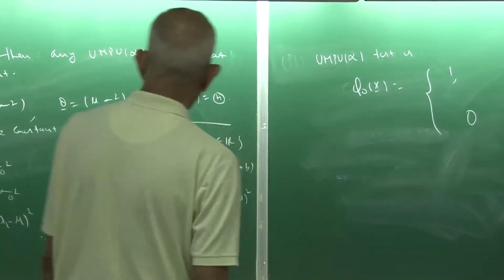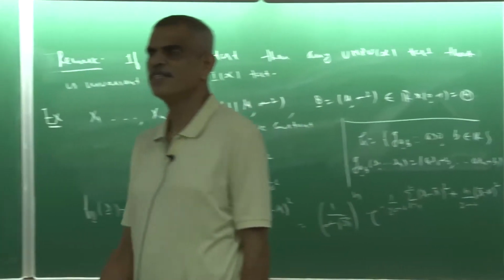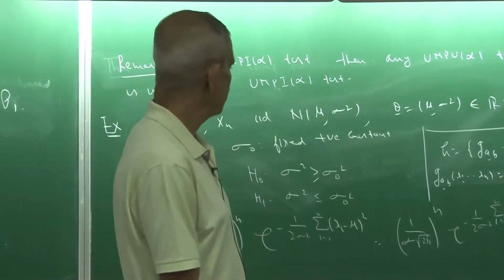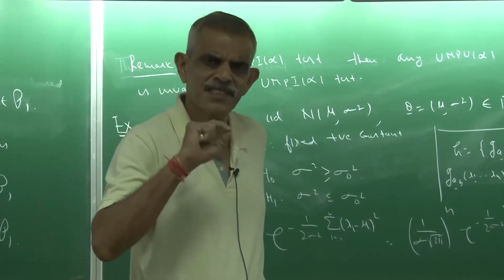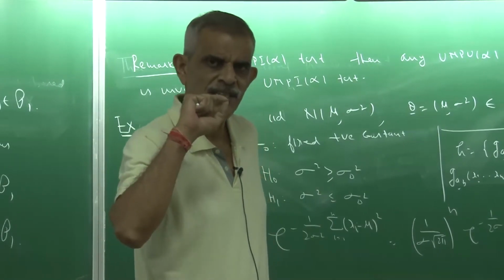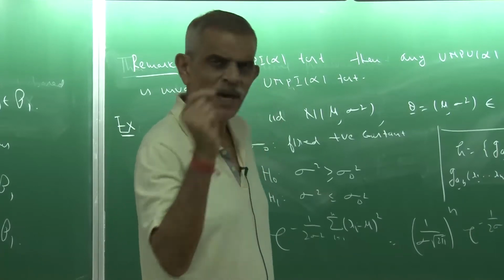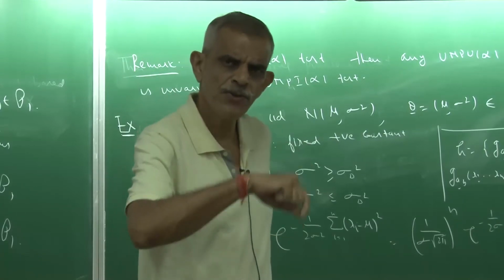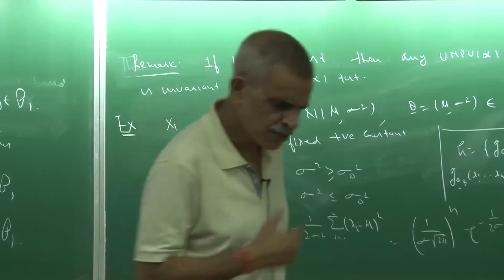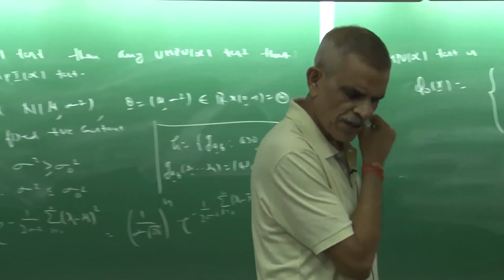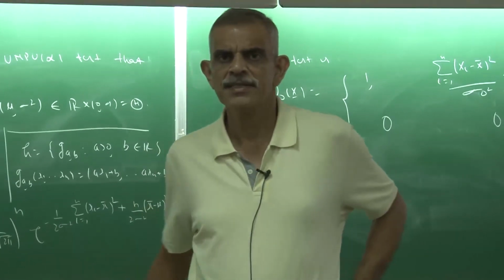So we'll talk about all this more in the next module. Mainly we'll discuss the relations between sufficiency, invariance, unbiasedness, UMPU test and UMPI alpha test, what is the relationship, and so on. So this is all for today's module, and thank you very much.